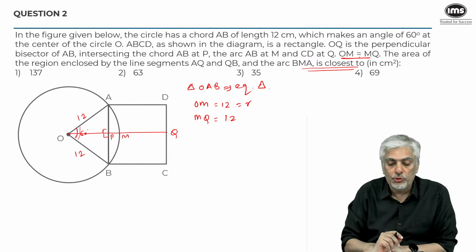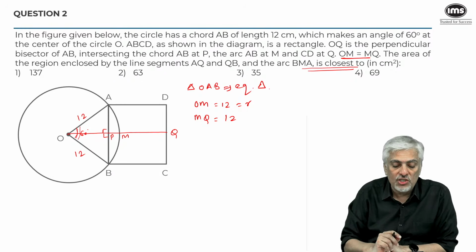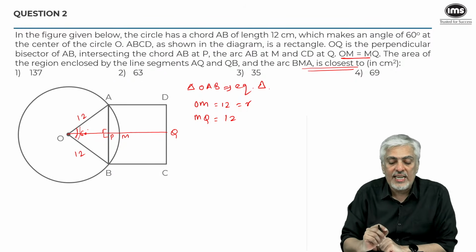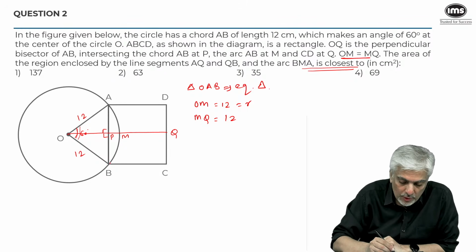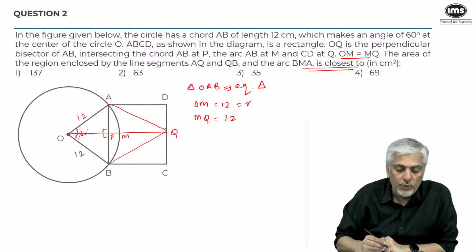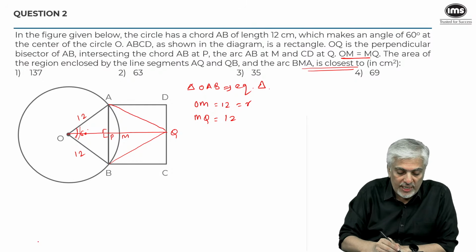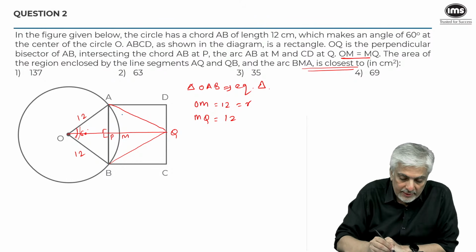Let's continue further. The area of the region enclosed by the lines AQ and BQ and the arc BMA. So we will have to join AQ and BQ. I have joined BQ. This is AQ. Which area do we want to find? Let's just shade that in a slightly different color so it becomes easy for everybody to understand. This is the area we are looking for.